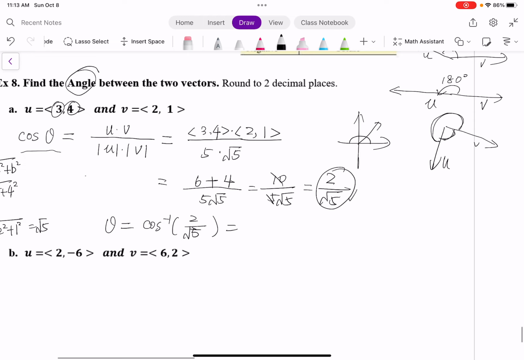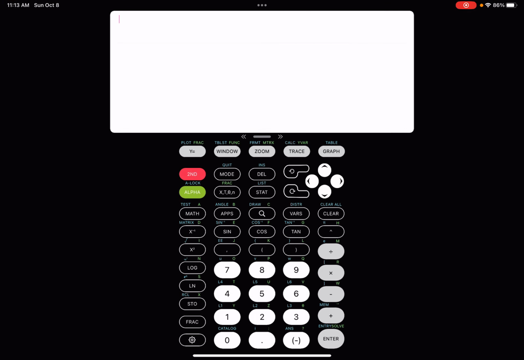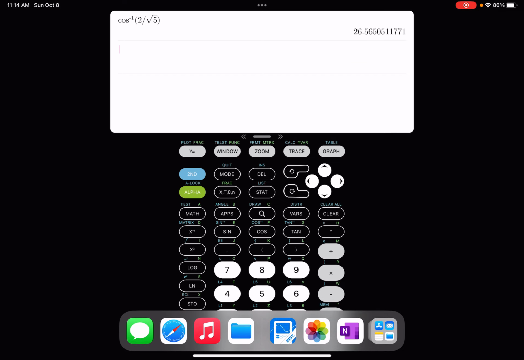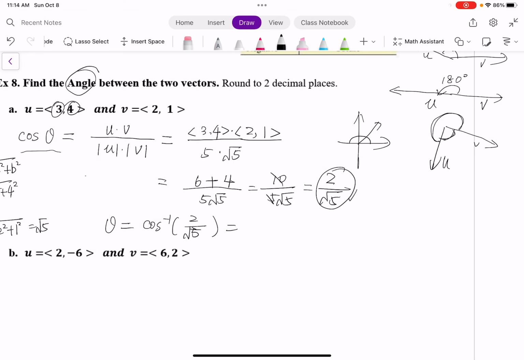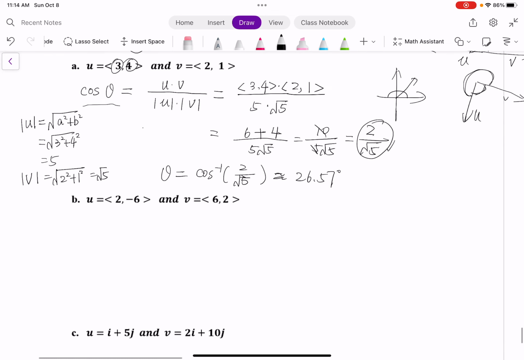Let's use our calculator to do the computation. Okay. Second cosine, inverse of 2 divided by square root 5. Move the cursor, close the parentheses. Hit enter, so I got 26.57. Let's round to 2 decimal places, yes, because the question says 2 decimal places. So it's about 26.57 degrees. Okay, let's see the next example.